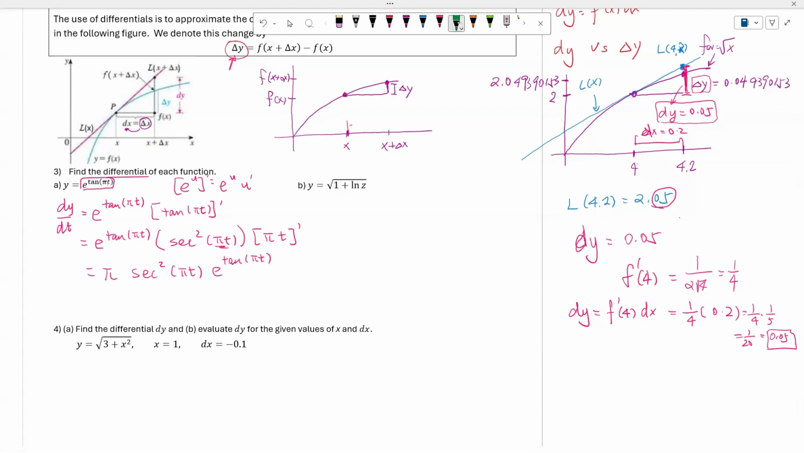But remember, we are not taking the derivative, we are looking for the differential. So the answer is dy equal to pi secant square pi t, e to the tangent of pi t, and then dt.